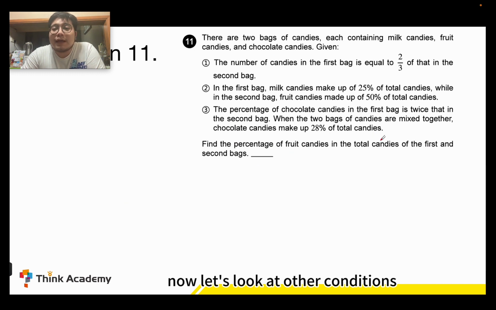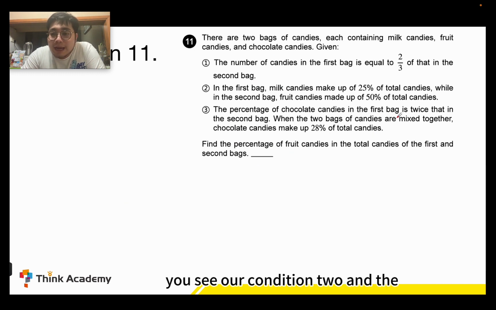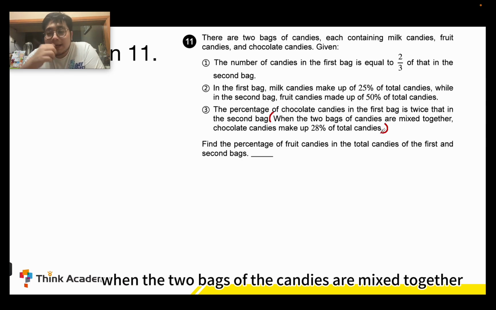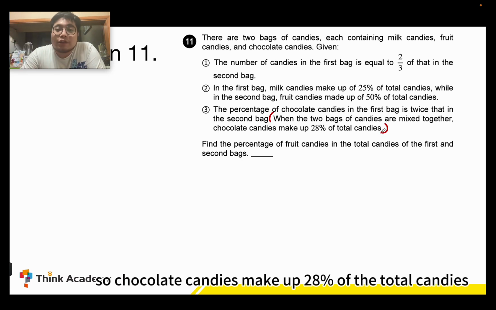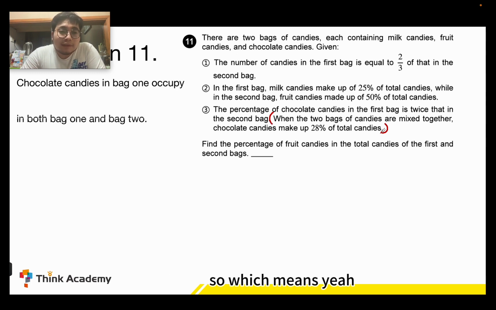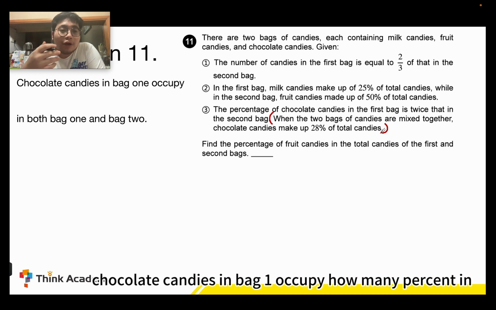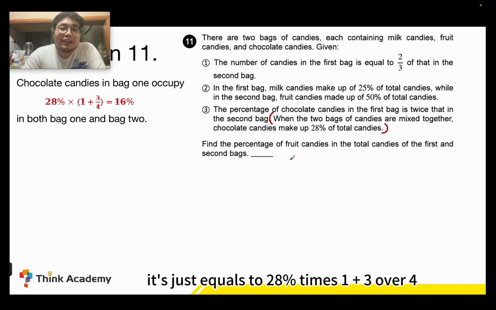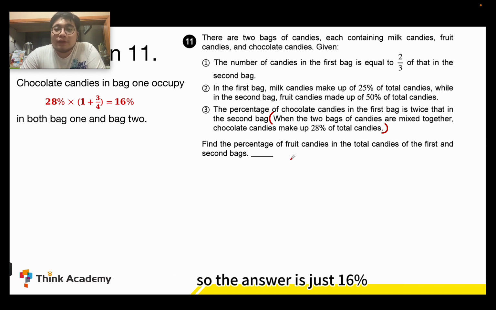Now let's look at other conditions. You see our condition 2 and this sentence we haven't used. When the 2 bags of candies are mixed together, chocolate candies make up 28% of the total candies. So which means, can we calculate what percent chocolate candies in bag 1 occupy in both bag 1 and bag 2? After reading this condition, we can write it. It's just equals 28% times 1 plus 3/4. So the answer is just 16%.